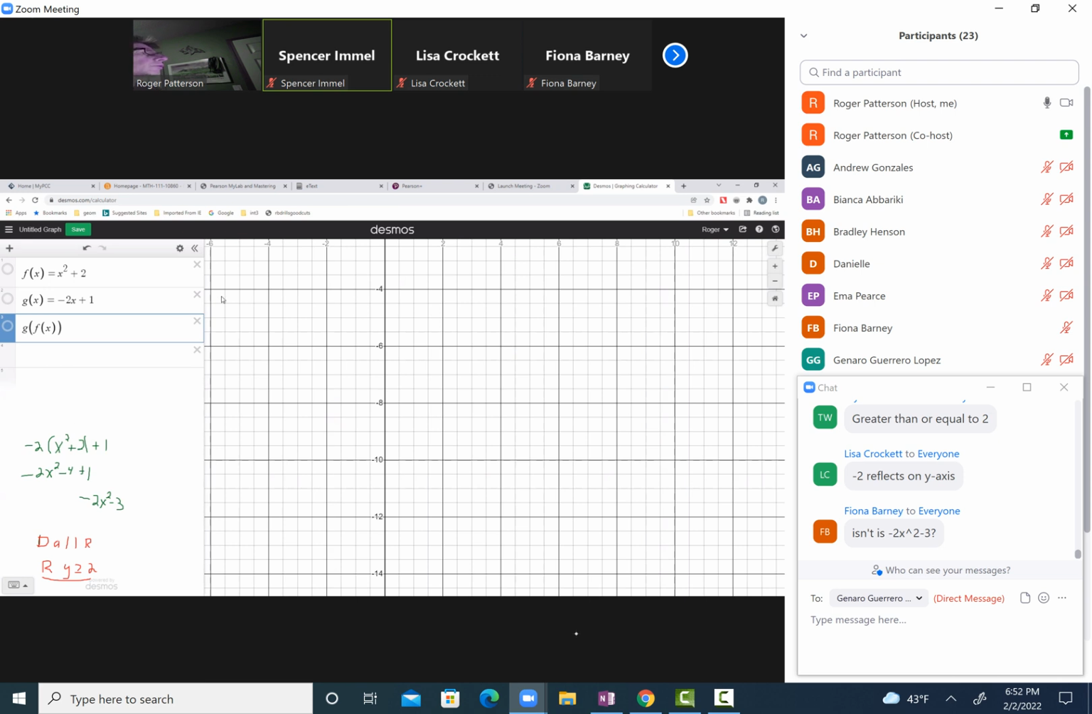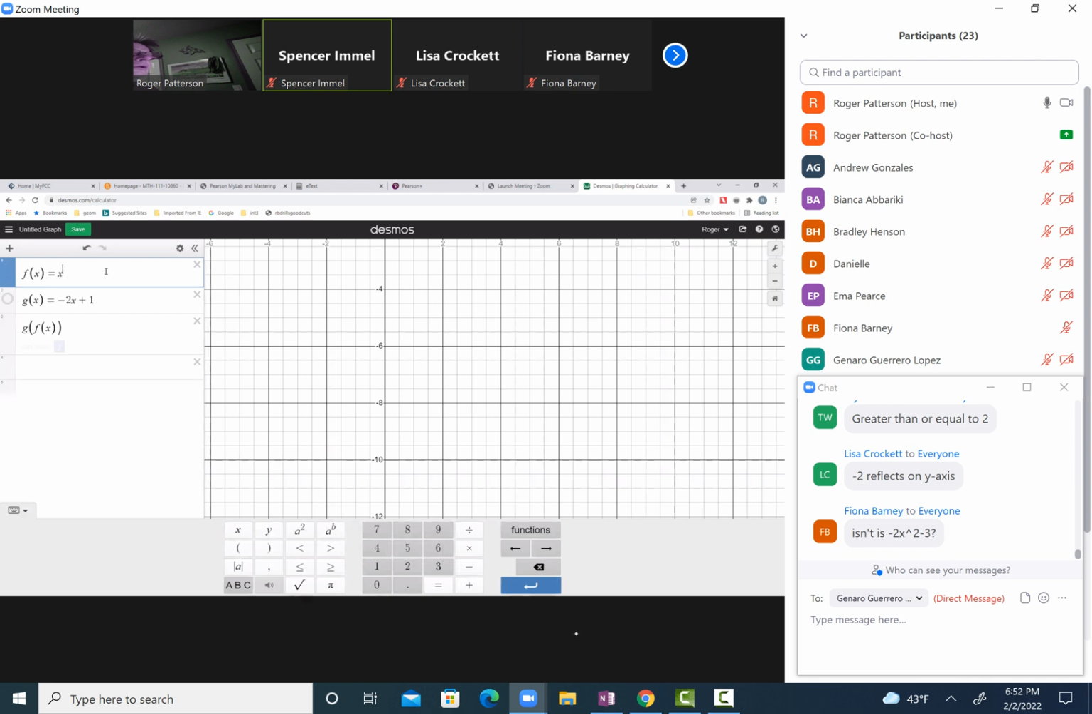So I'm going to clear all the drawings out. I'm going to try this one more time. This time I'm going to change this a little bit. Let's change this to 2x plus 1, and I'm going to change this to a square root of x plus 1. There we go. Okay. Let's stick with this same thing that we have here, g of f of x. So the f is going to go into the g.